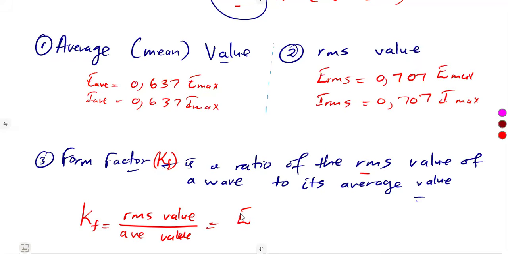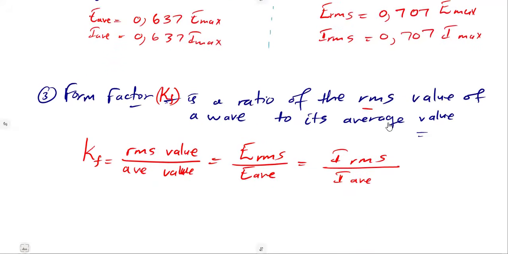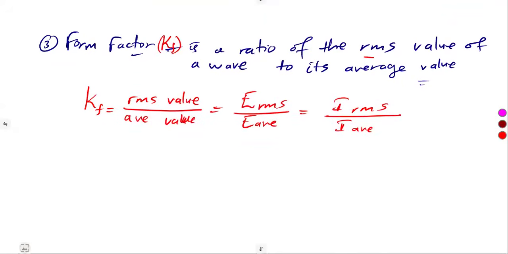Meaning to say, if you're working from the EMF, it is going to be E RMS over E average. If you're working from the current, it's going to be the RMS of the current to the average of that current. That's the idea, guys. Just like that. Like I said, this one is just a recap.